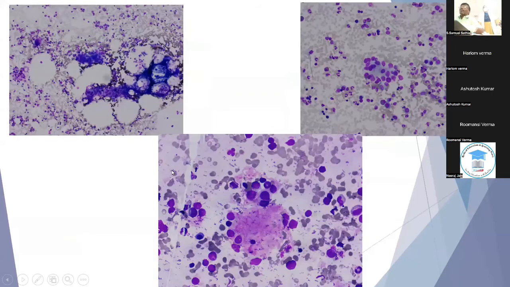This is the high power view. At focal places, there was clustering and an attempt at rosette formation. This is again the low power view of the particle. Near the particle, we see an abnormal cluster lying here. This is the cluster of these cells showing the rosette formation. We see the neuropil material, the fibrillary material, also clearly here.